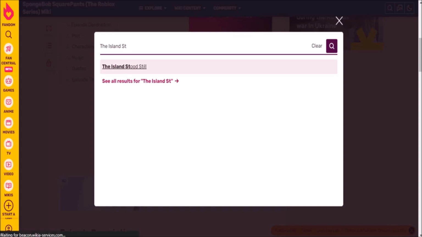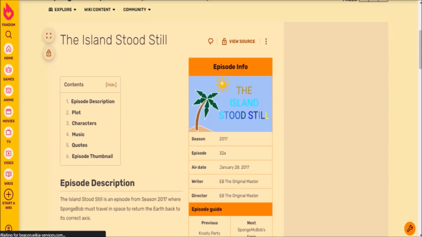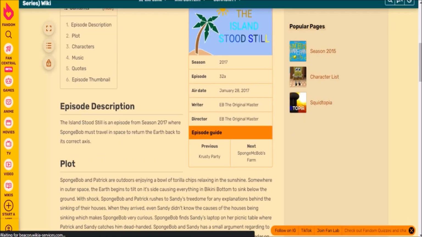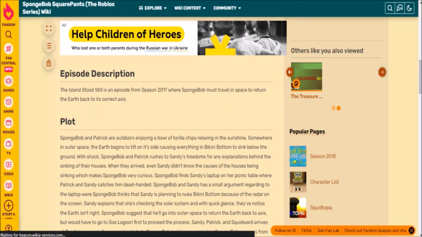Alright, here we go. The Island Stood Still. The Island Stood Still is an episode from season 2017 where SpongeBob must travel in space to return the Earth back to its correct axis.